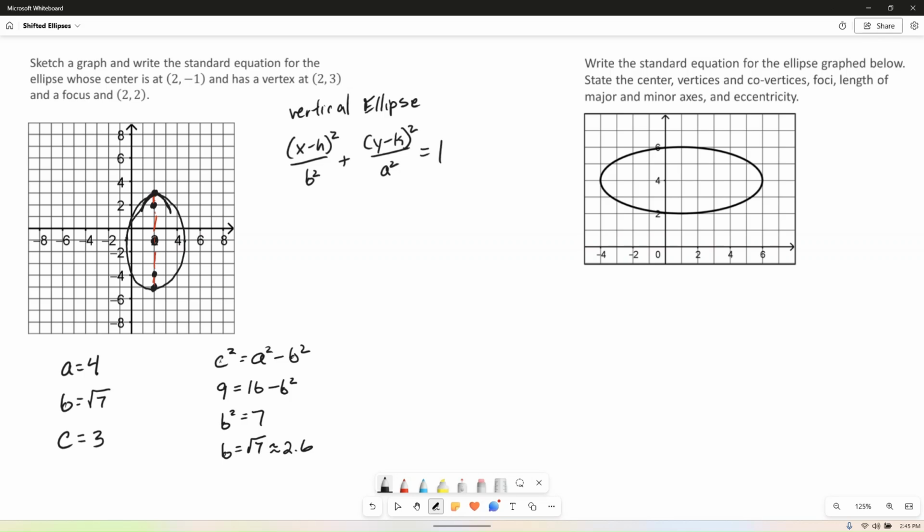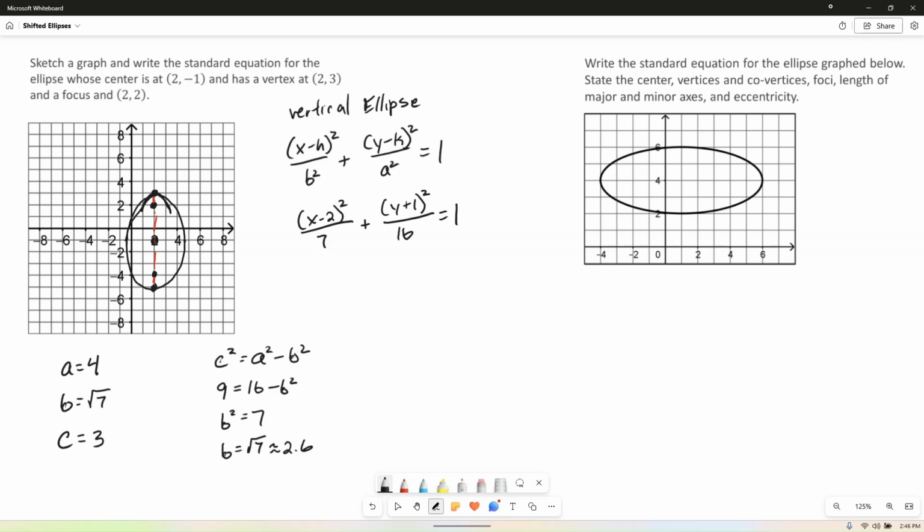We have the graph sketched already. We now just need to write our equation. So the center, where's the center? It's at (2, -1). So we're going to have (x - 2) quantity squared divided by 7, plus (y + 1) quantity squared divided by 16, and that is all equal to 1.